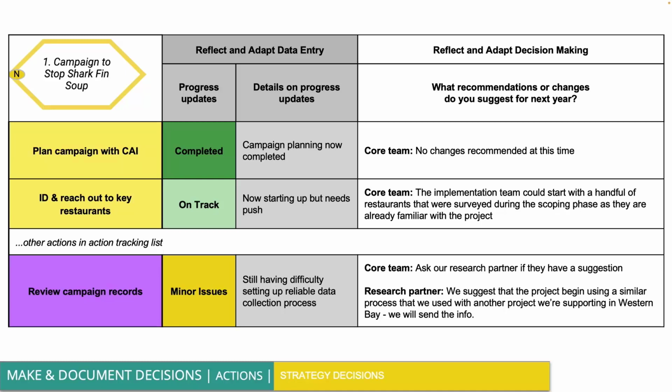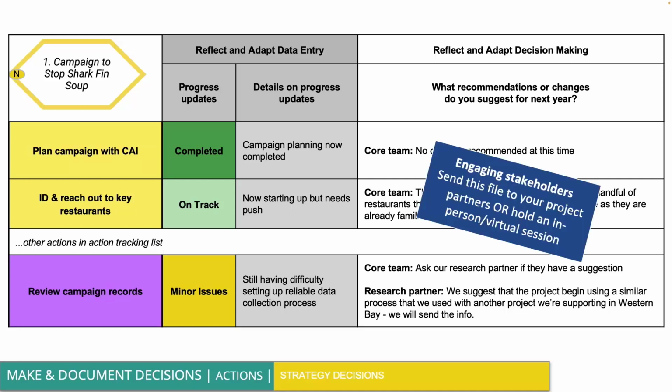Finally, the monitoring action was marked with minor issues. They used the progress details to understand that this was due to an issue with the development of reliable data collection process. As a result, the core team suggested that they ask their research partner if they have a suggestion for improving their data collection process. This team has decided to engage their partners and stakeholders during this phase, and the research partner was immediately able to offer a suggestion to use a similar approach to another project that they're working on in another context.